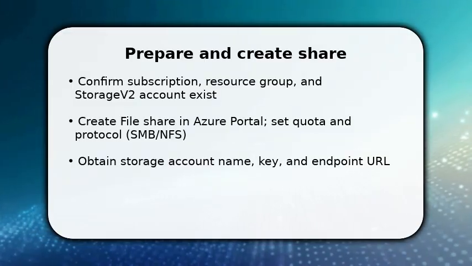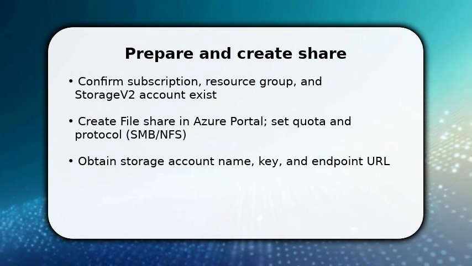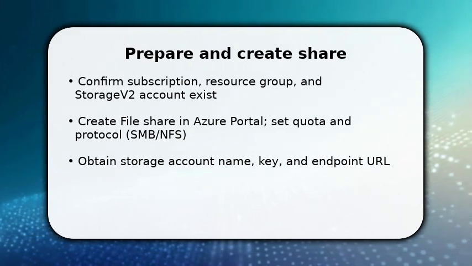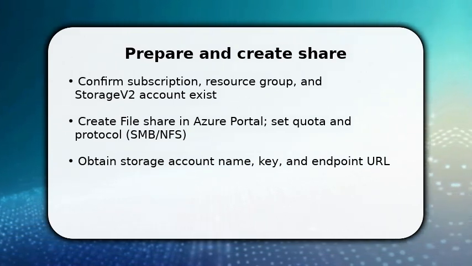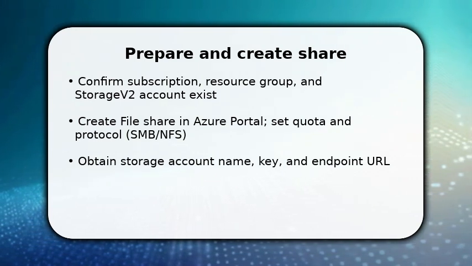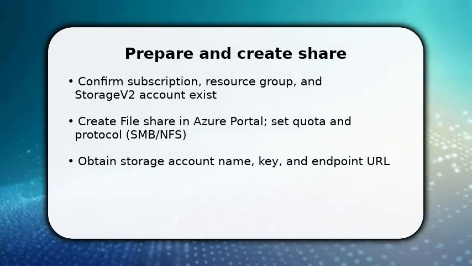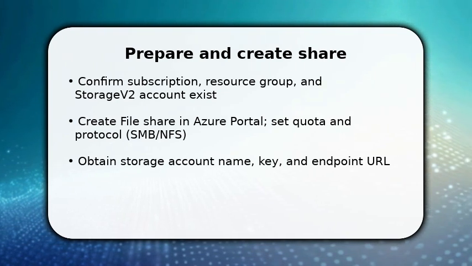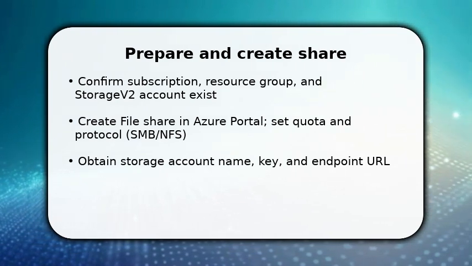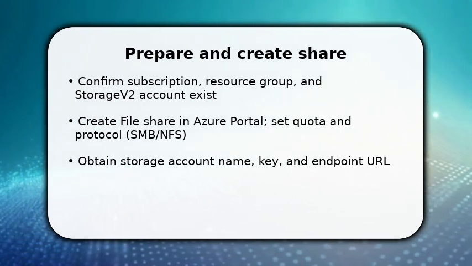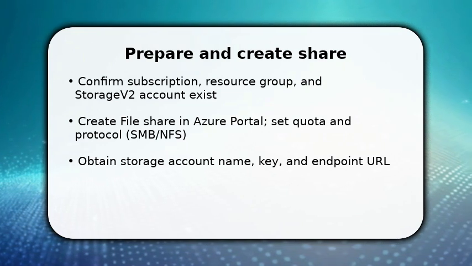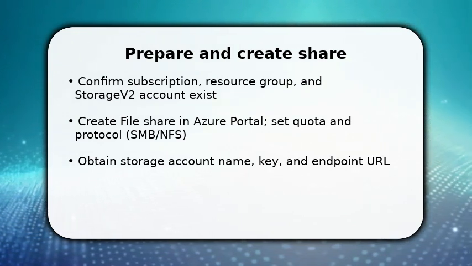You start by making sure you have an Azure subscription and a Storage V2 account because only those support Azure files. Once done, open the portal and create a new file share. Name it, choose SMB or NFS, and set the quota. Next, retrieve the storage account name, one of the access keys, and the file service endpoint. You will use these immediately to authenticate.